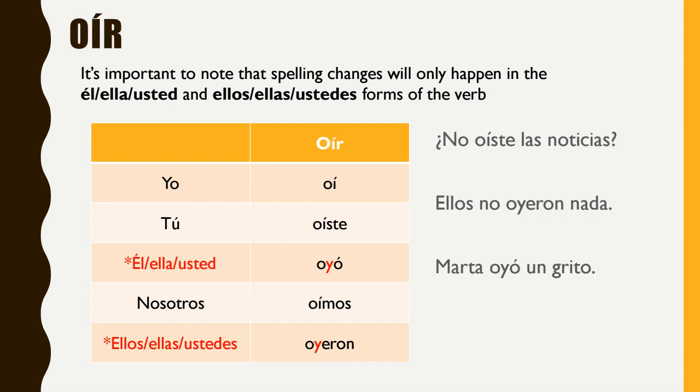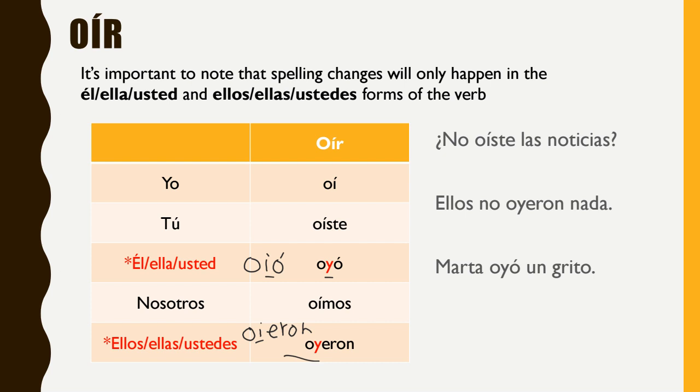And por último, el verbo oír. So you can see it's just like leer and creer. Oír means to hear. So in the past tense, it's heard. We have oí, oíste, oyó, oímos, and oyeron. And I'm not going to spend a lot of time on this. I will just show you what it would have been, which you can see would be really weird. And that's why, again, you change that I to a Y in the él, ella, usted, and ellos, ellas, ustedes forms. Some examples on the right.